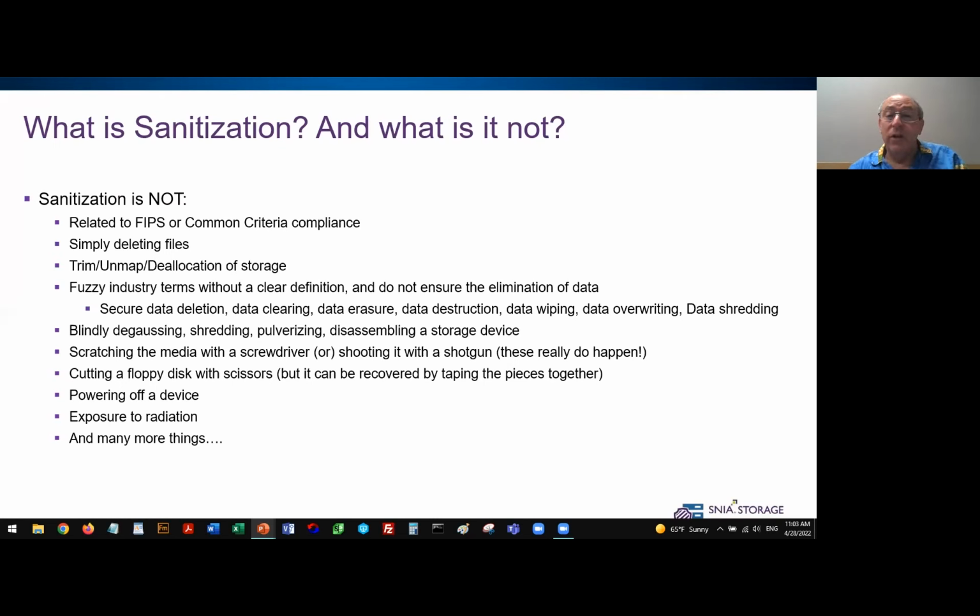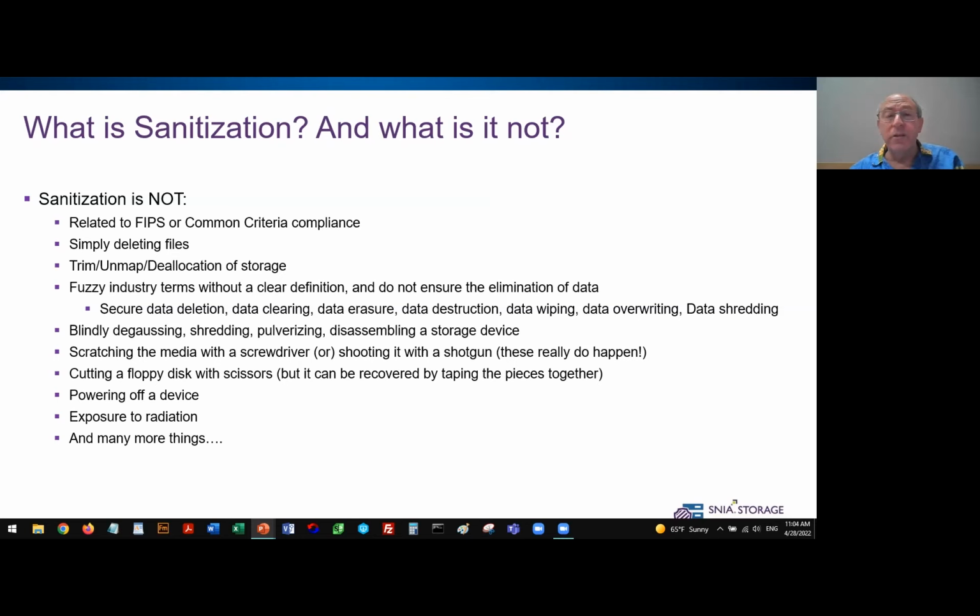It is not related to compliance. It is not simply deleting files, because people have been undeleting files for many decades. It's not just unmapping the data and deallocating it. Sure, on an SSD, you can do that and delete your SSD in a matter of seconds, but the data is still there. It's just the file system can't find it.